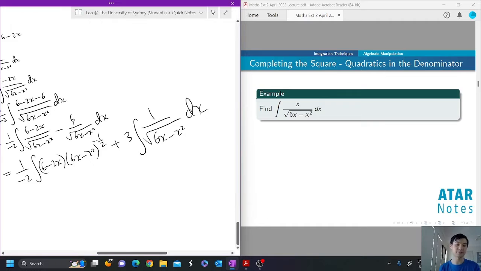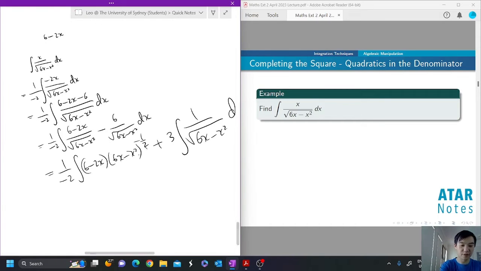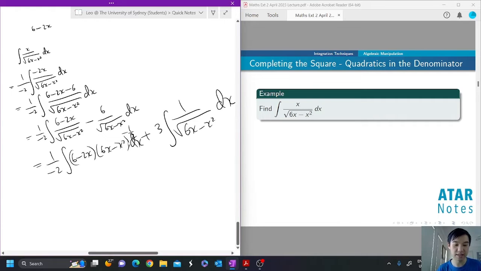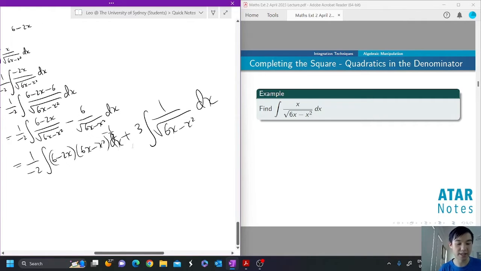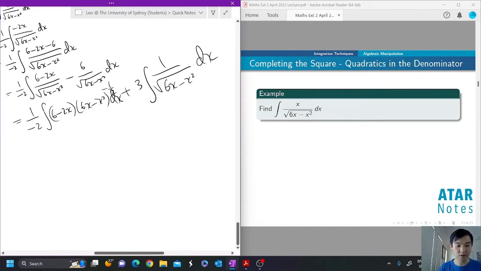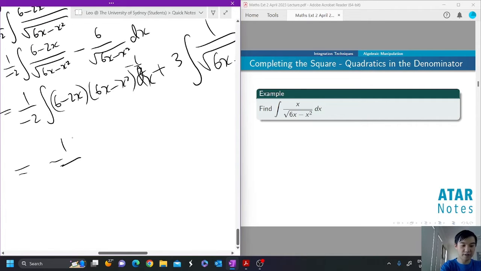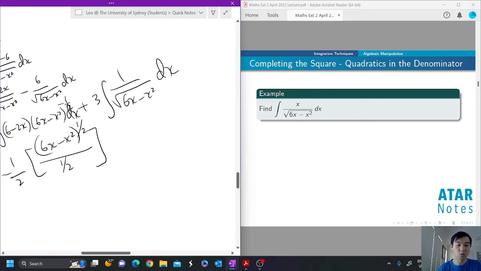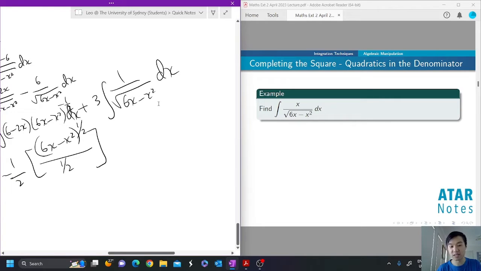So basically, I just split the integral into two integrals. So we've got this integral here, and then we've got the plus 3 over 1 over root 6x minus x squared. So this one we can directly integrate now using the reverse chain rule. So we've got a negative half out the front, and this will be 6x minus x squared raised to the power by 1 divided by the new power. But then over here, we see we've got a 6x minus x squared.